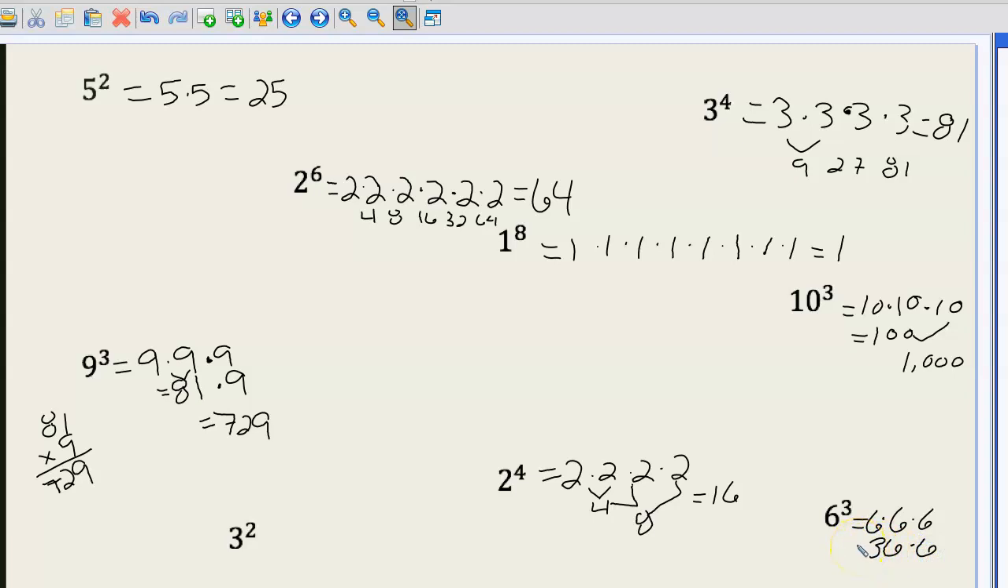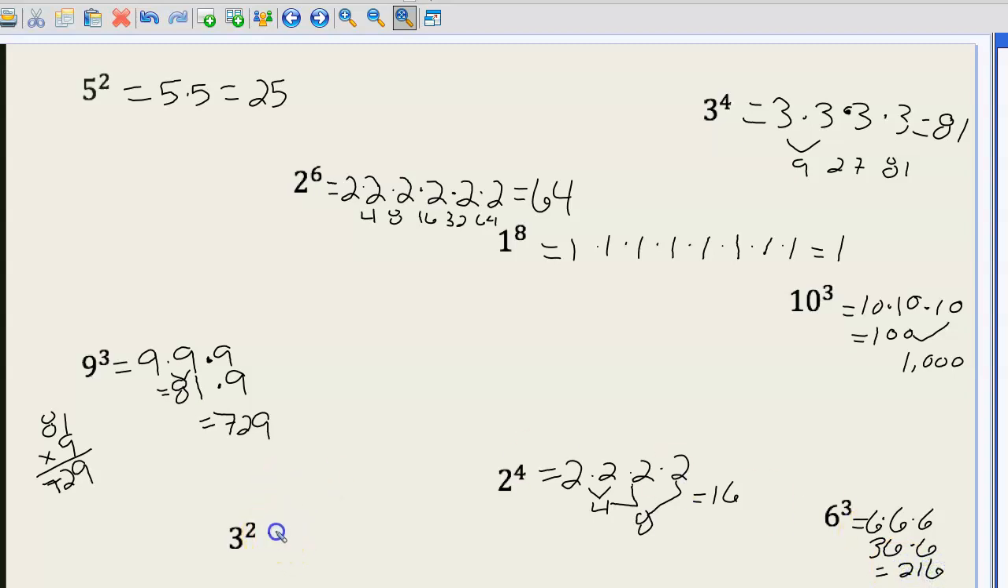30 times 6, that would be 180. 6 times 6, that would be 36. So 180 plus 36 would be 216, I believe.